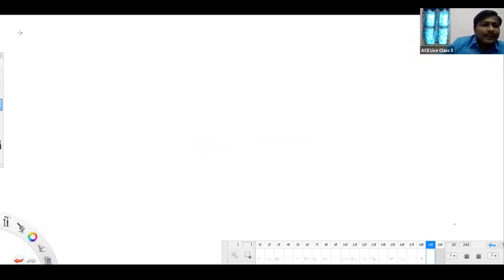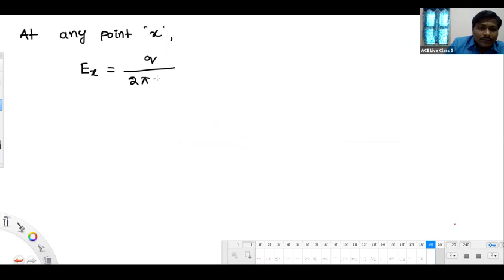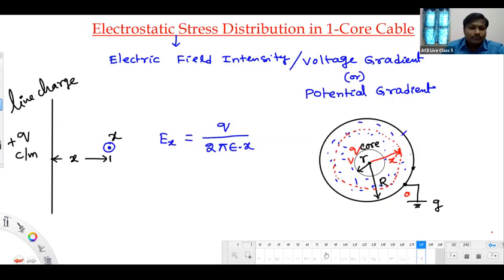So at any point X in the cable cross section, electric field intensity will be Q by 2 pi epsilon into X. Clear? Q by 2 pi epsilon into X.